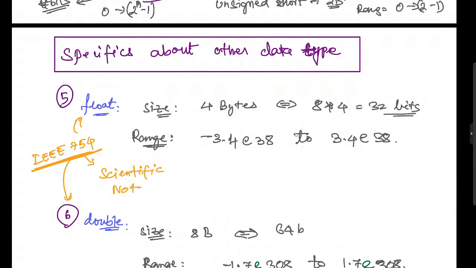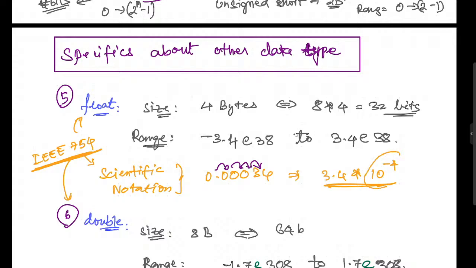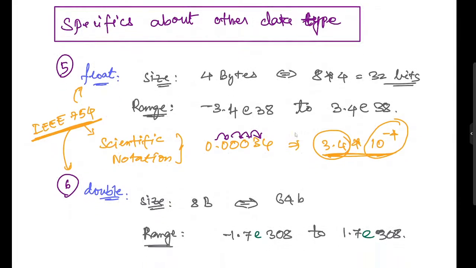Scientific notation just says that whatever data you have, let's say you have 0.00034, you generally store it as 3.4 into 10 power... how many jumps do you need to make? 1, 2, 3, 4. So it would be 3.4 into 10 power minus 4. That is how it is supposed to be stored. So it will store 10 power minus 4 in some number of bits, and it will store 3.4 in some number of bits. That is the broad idea of how IEEE 754 works.